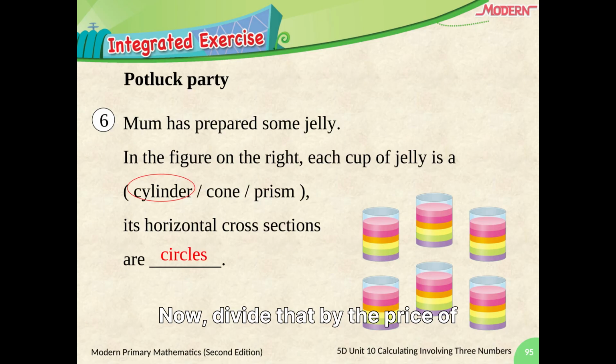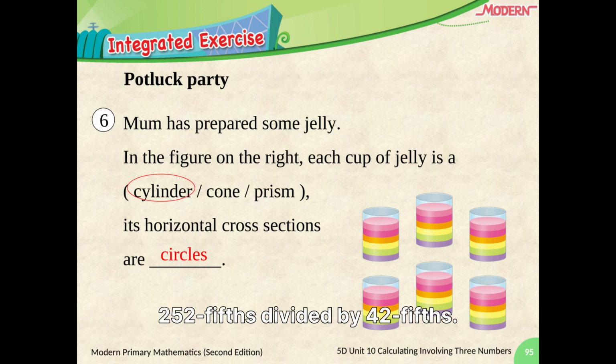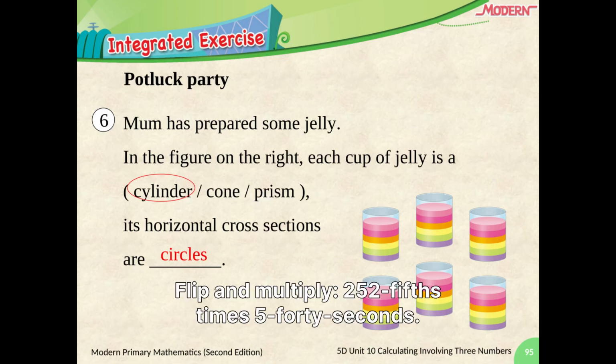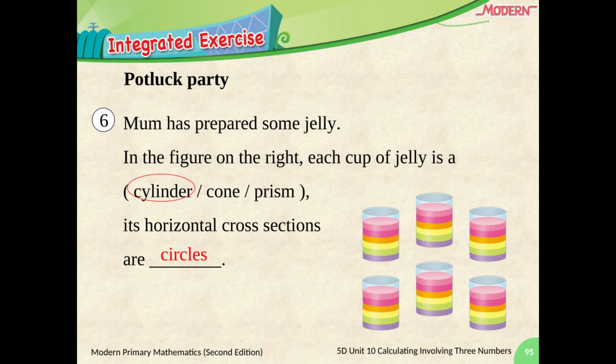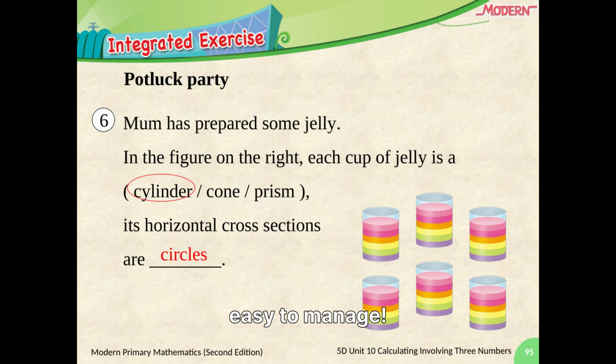Now, divide that by the price of one bag, 50.25 divided by 8.25. Know-how tip, convert both to improper fractions, 252 divided by 42 fifths. Flip and multiply, 252 times 5/42. The fives cancel out. 252 divided by 42 is exactly 6. Ada can buy 6 bags of bread. Organized steps make even a shopping budget easy to manage.